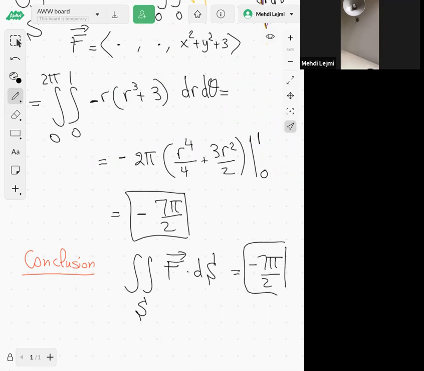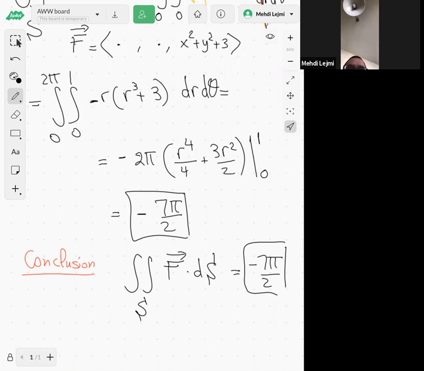All right, guys. So that's another example. Again, here we didn't verify Gauss theorem. We just used Gauss theorem to evaluate a vector surface integral that was kind of hard to evaluate.